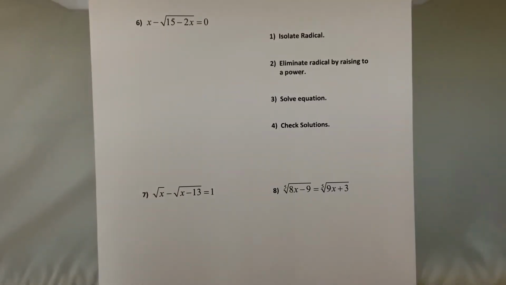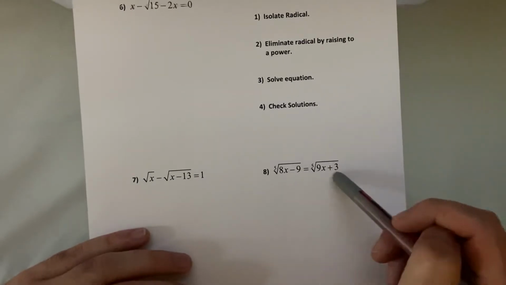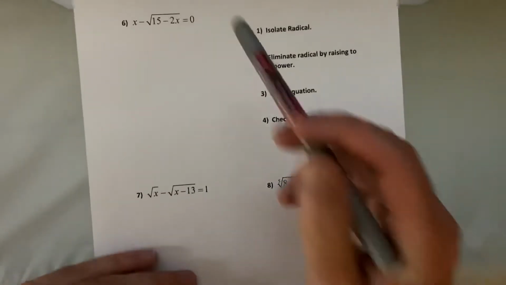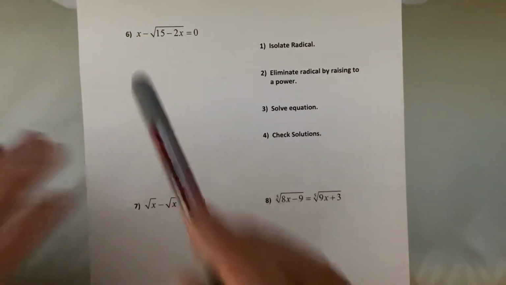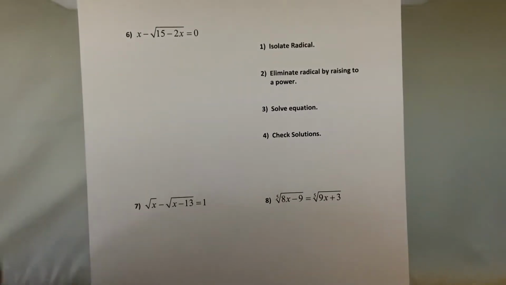For radical equations, your goal is to isolate the radical, eliminate the radical by raising to a power, possibly squaring, solve the equation, and check for solutions. The easy problems are when you have the same radical on each side, number 8. The medium difficulty is roughly number 6. Number 7, because there are two different radicals, requires squaring twice, and we'll see when we get there.